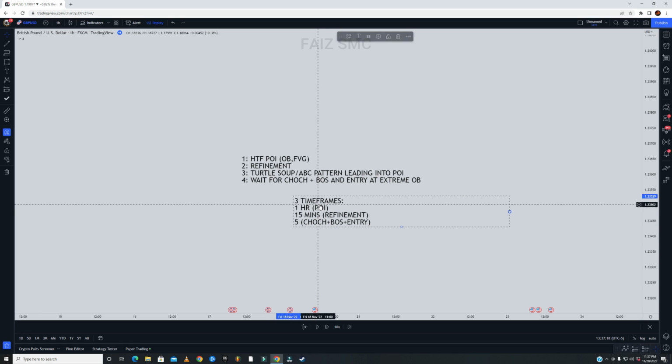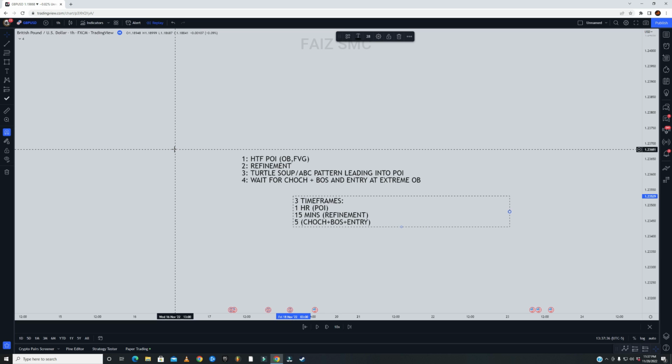So for this specific video, we are going to use 3 time frames, right? And you have to use 3 time frames for this strategy. And for this video, I'm going to use the combination of 1 hour, which would be my higher time frame, the 15-minute for refinement, and 5-minute for my entry and setup formation.